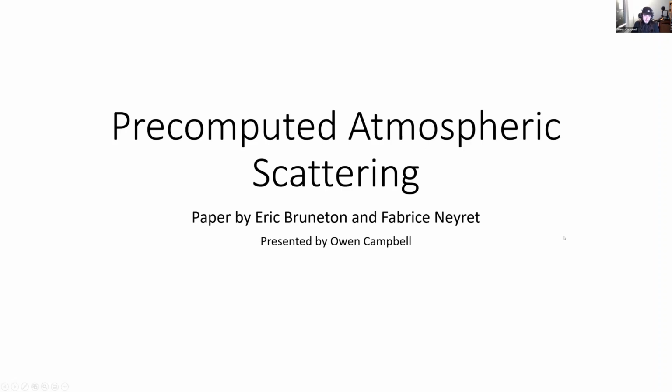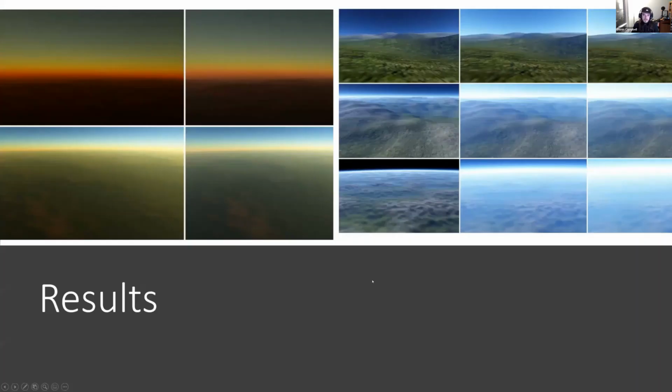Yeah, so this is a paper by Eric Bruneton and Fabrice Neyret. I'm not sure how to pronounce that, but let's see. I'll start with just some results of it to get everyone interested in this. So here's what kind of results you get. For different times of day, you get different colored sky. For different altitudes, you can see how it affects the landscape at a distance. And it's really just showing how the atmosphere affects the light that you see based on your position, altitude, angle.